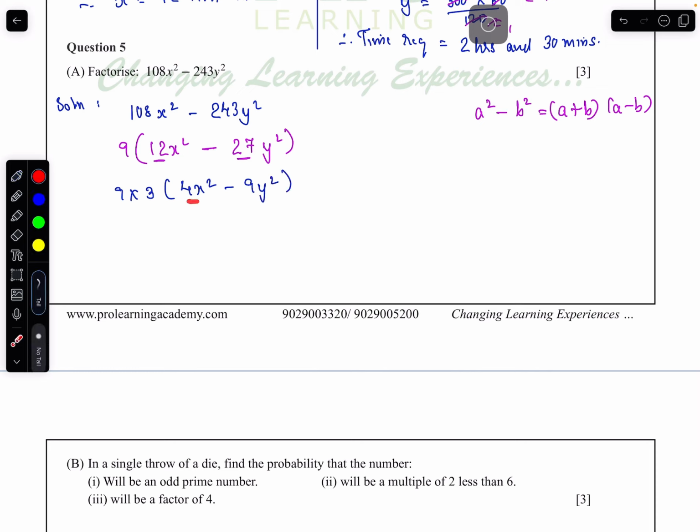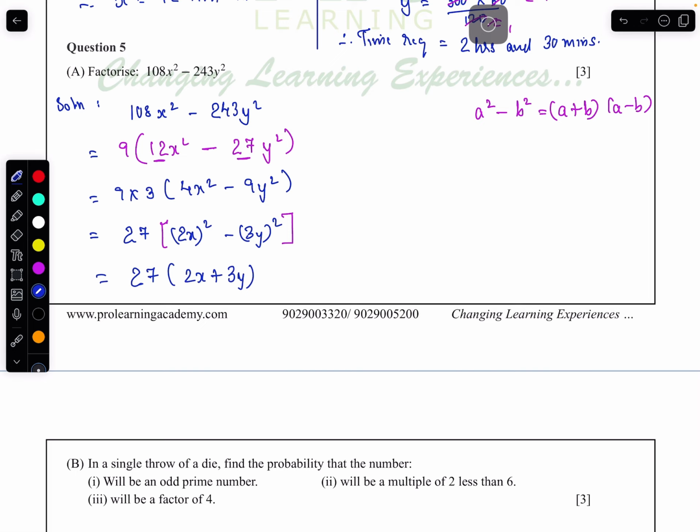And here we realize that 4 is a perfect square, 9 is a perfect square, and there were squares already here and there's a minus sign. So the difference of squares identity is applicable here. So we continue writing equal to here. So we write 27 times 2x the whole square minus 3y the whole square. We'll continue solving this further. So this is 27 times 2x plus 3y, and here is 2x minus 3y.